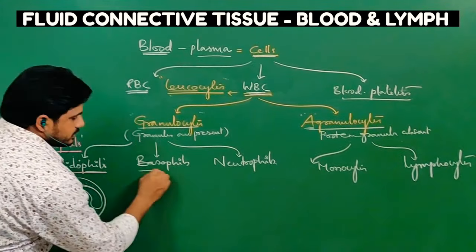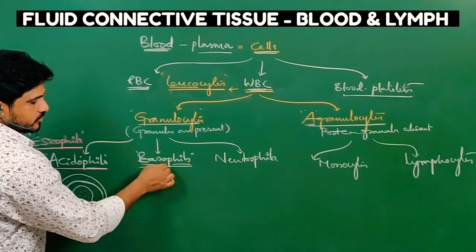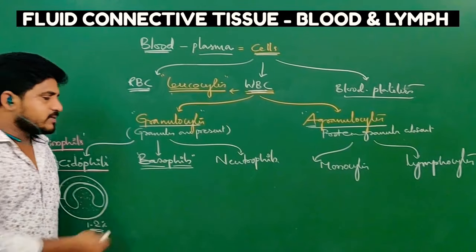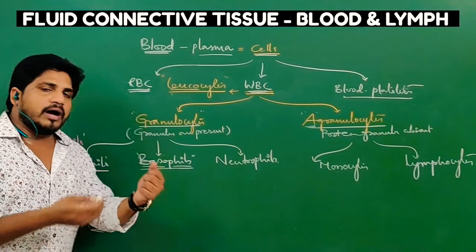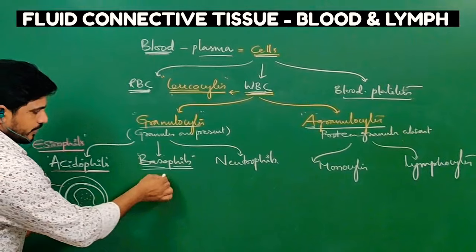Whereas if you see the basophils, you can guess why it is called basophil. Phil means body, baso means basic dyes. They are not receiving acidic dyes to appear themselves. They are receiving basic dyes. Basic dyes means alkaline dyes. They absorb them and appear themselves. That is why they are called basophils.